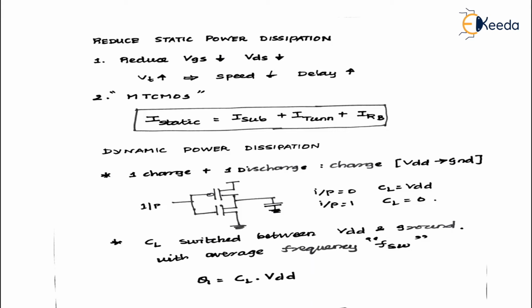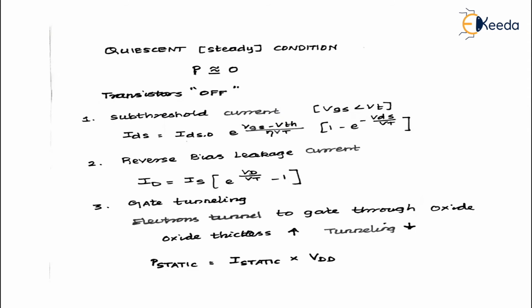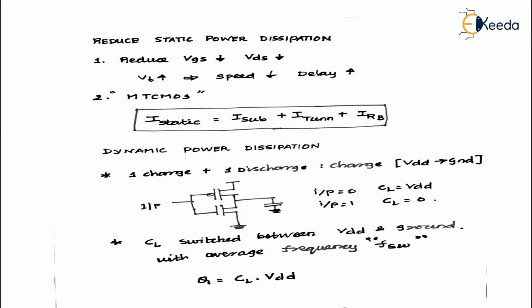Okay, so now the I static is nothing but the summation of the current due to the subthreshold conduction, tunneling current, and due to the reverse biased condition. So now we shall move into the dynamic dissipation, because usually the static dissipation will be constant, because it is not dependent on anything else, it is everything due to the subthreshold current, the reverse bias leakage current and the gate tunneling. So we have to carry out a lot of steps for dynamic dissipation.